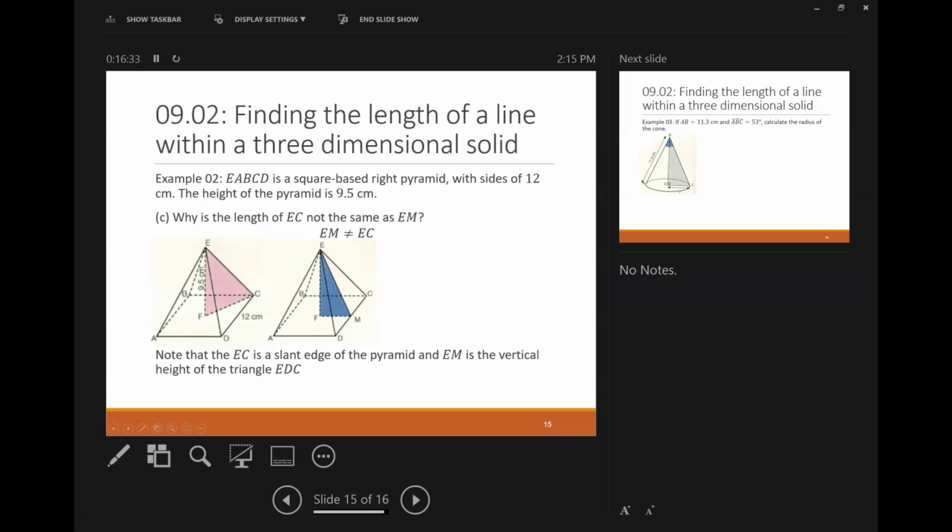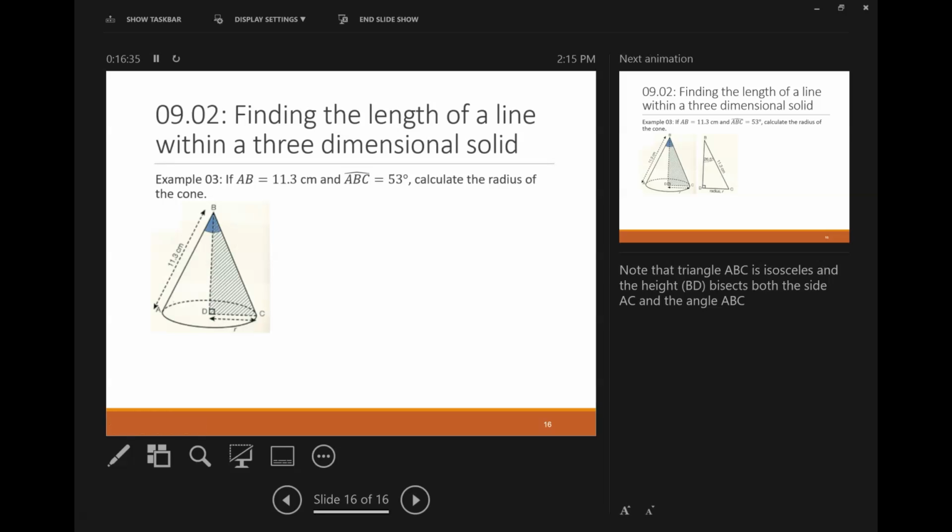Next example. So we have this cone here, and we want to find the radius of the cone. So I've drawn in a calculation triangle here that includes the radius of the cone. What information do we know about this calculation triangle, BDC? So BC is how much? 11.3. Very good. And what else do I know?